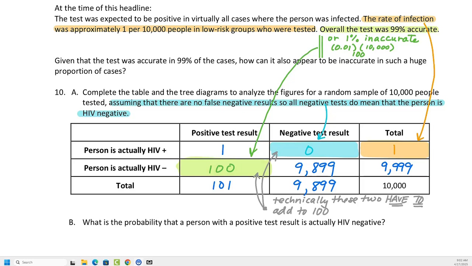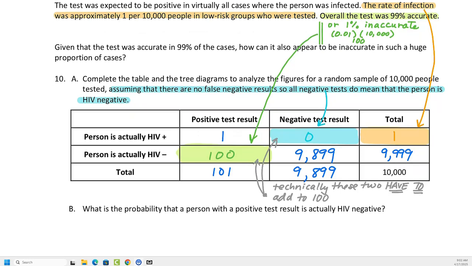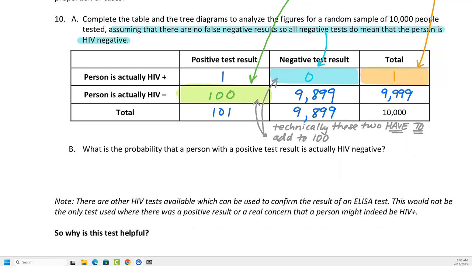Okay, so with that, let's come here. It says, what is the probability that a person with a positive test result is actually HIV negative? So we're going to look here for the probability that you are HIV negative, given that you got a positive result. That's not what you want, right? If you do not have HIV, you don't want to be told that you have it, right? Does that make sense?